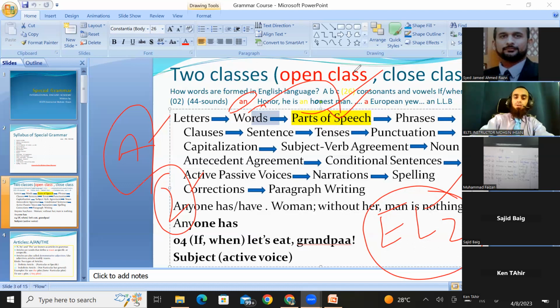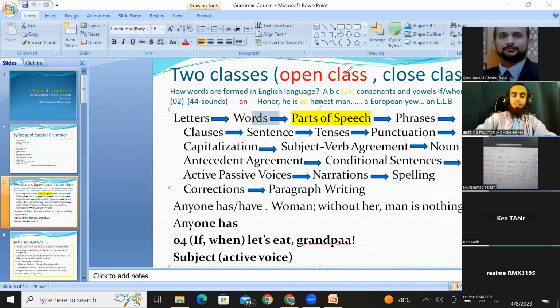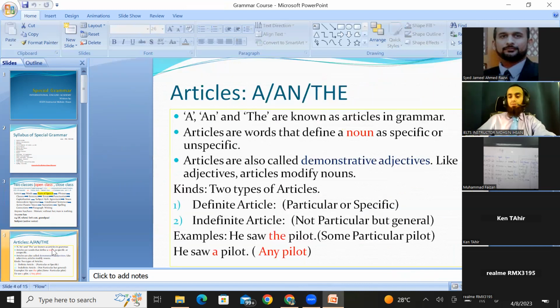Yes, who would like to tell me in which part we can include these? Anyone, please. Parts of speech, A and The are included. What is the function of A and The? What is the function of articles in a sentence? These are articles in front of you.